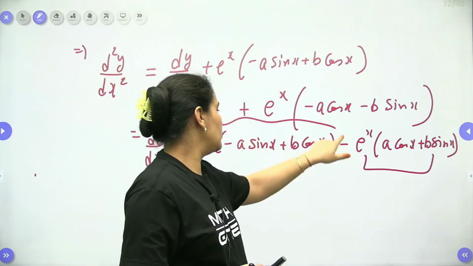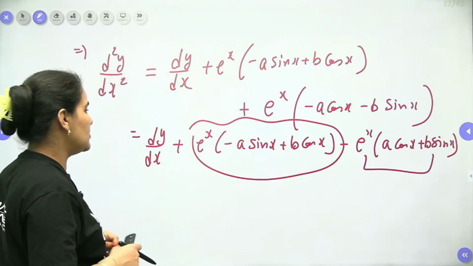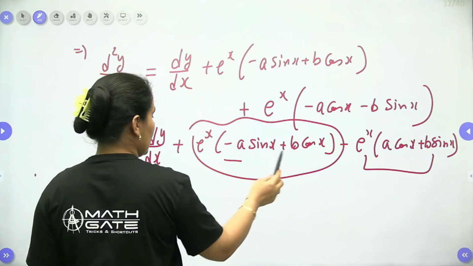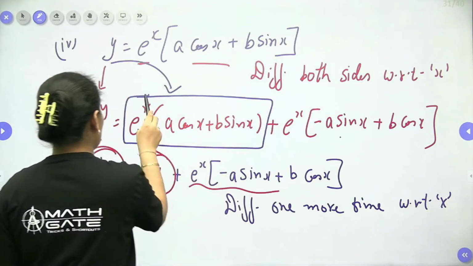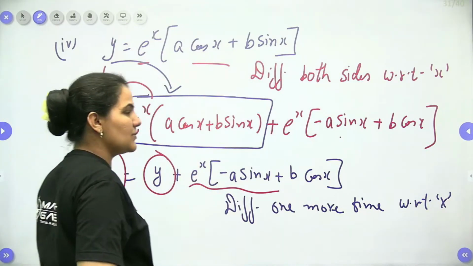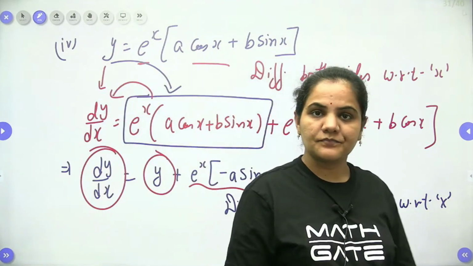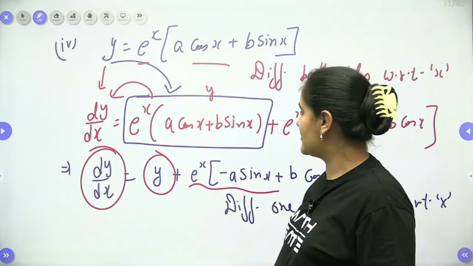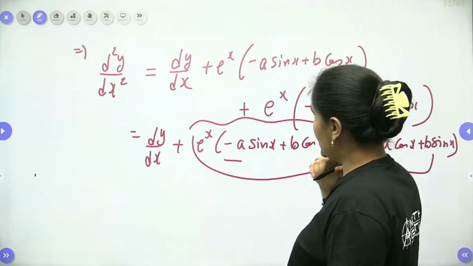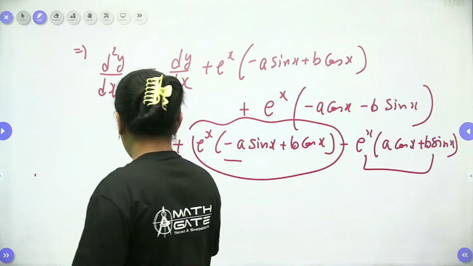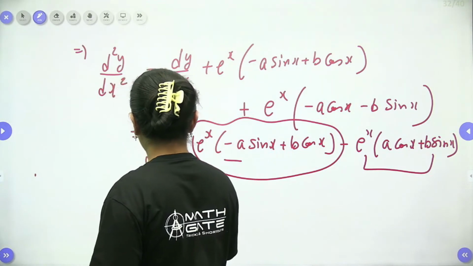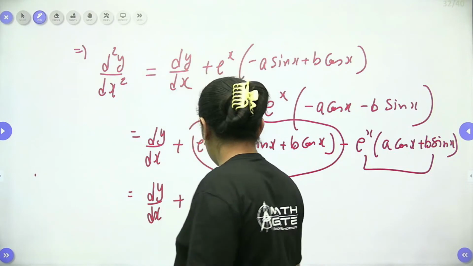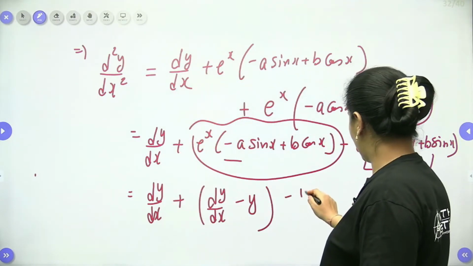Now, what happened to this one, dear students? You have to put the value of this one, minus a sin x plus b cos x, from here only. It is nothing but dy by dx minus y. If this is y, my dear students, we can put dy by dx minus y in place of this quantity. So it will be dy by dx minus y as it is. Right, it will be minus y again.